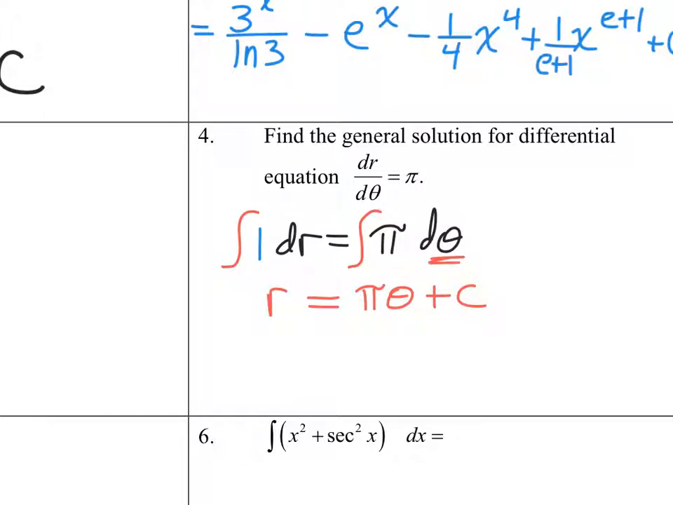We haven't talked about particular solutions except to say that they exist. A particular solution would be the case where we actually determine what the c value is. We're not there yet.